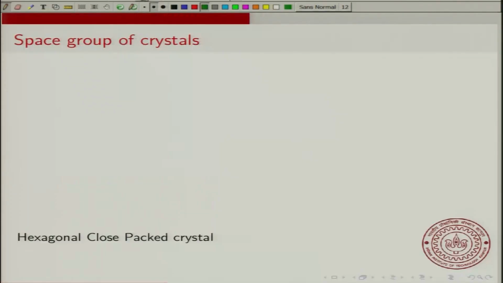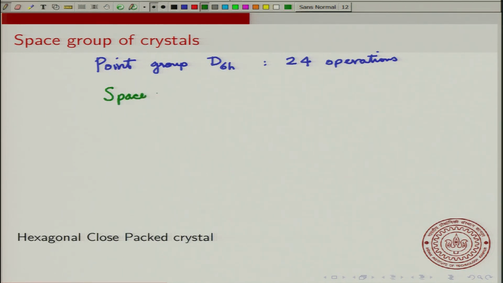What about the hexagonal close packed crystal that we saw earlier? Here the point group was D6h, which consists of 24 operations, and the space group in this case has 24 unique operations. Now there is a little bit of subtlety in this.